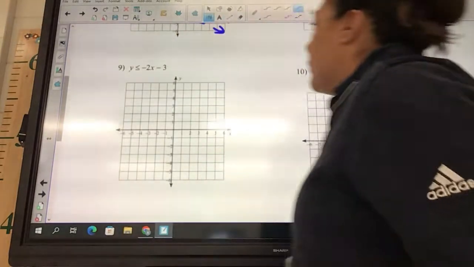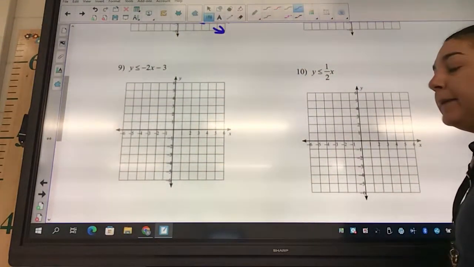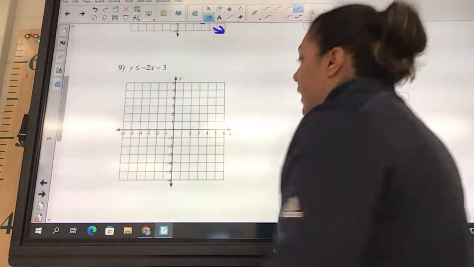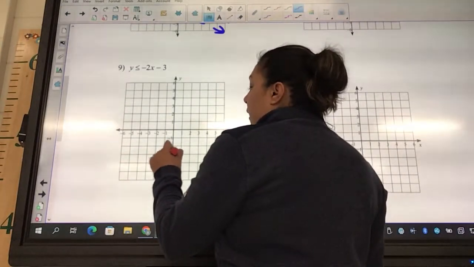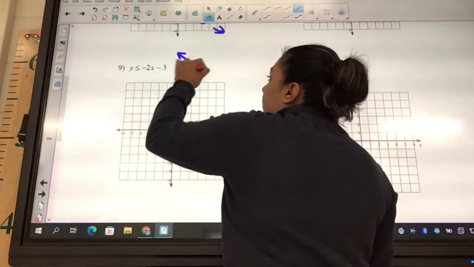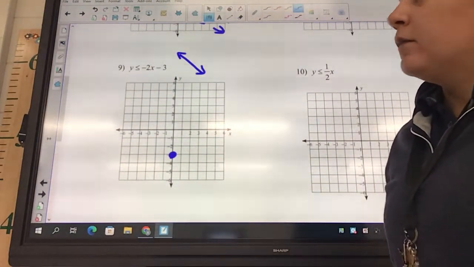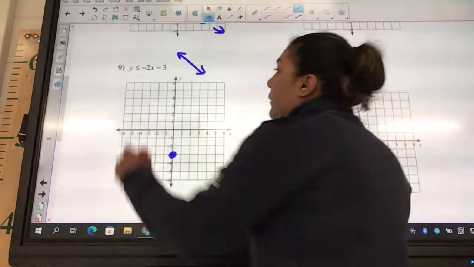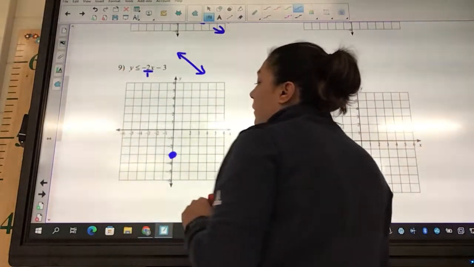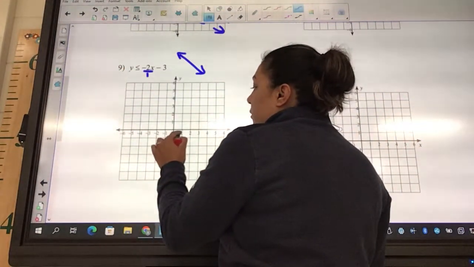Okay, number 9, we start out at what? -3, and my slope is negative. And what is my slope? Okay, my slope is only 2 over 1. So we're gonna go up 2, over 1.